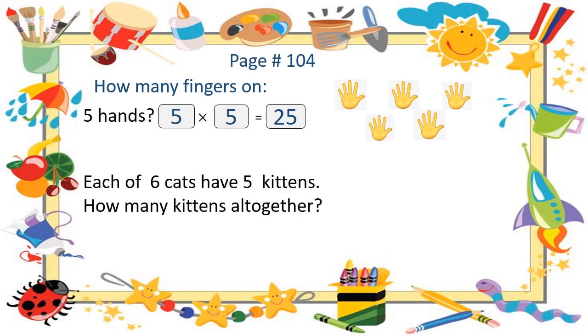Now each of 6 cats has 5 kittens. How many kittens altogether? Here we multiply number 5 and 6. 5 6s are 30. So there are 30 kittens altogether.